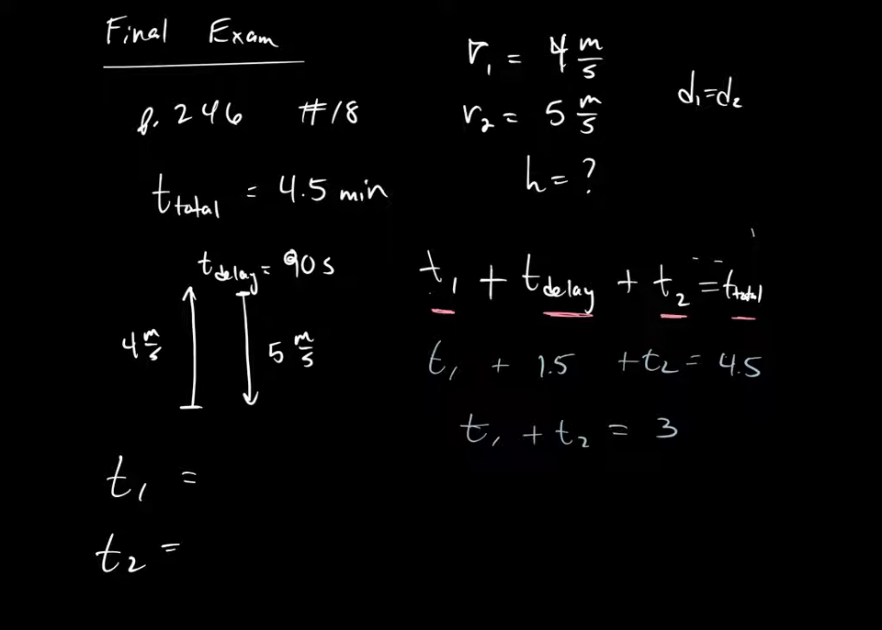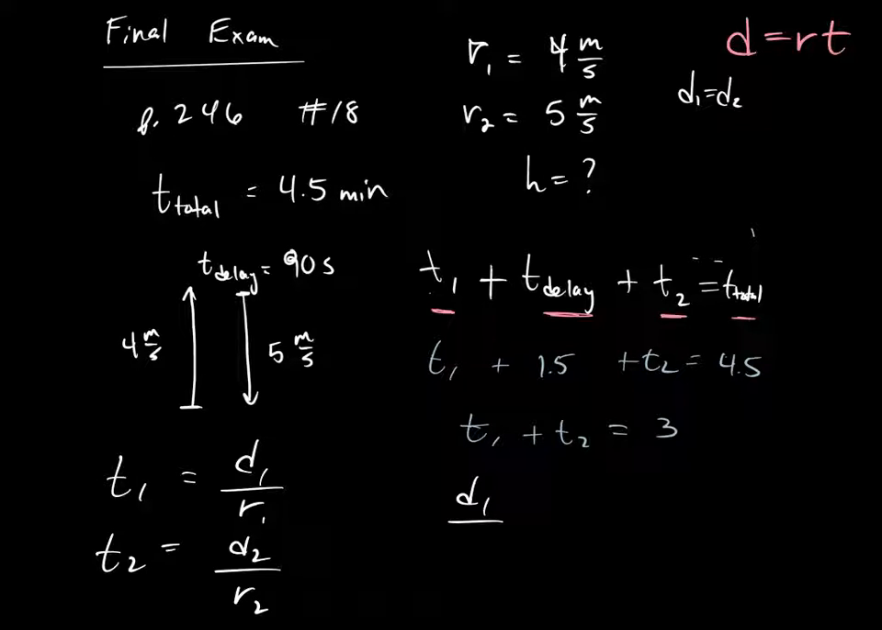D over R? Where's that coming from, Kate? Yeah, look at the top right, please. D equals RT. If that's the case, solve for time. When you solve for time, you get D over R. So this is really just D1 over R1, and this is D2 over R2. I can take those definitions and plug them in. R2D2, nice, very nice. So we have D1 over R1 plus D2 over R2 equals 3. Keep scrolling up a little bit.